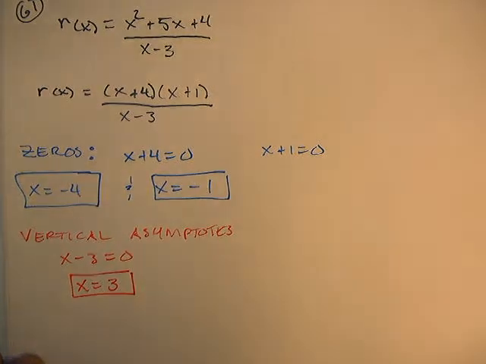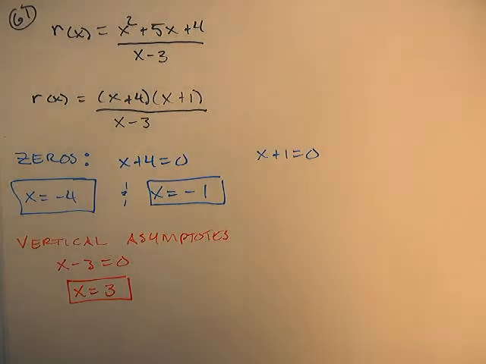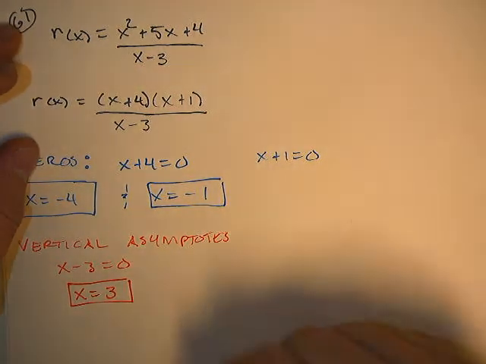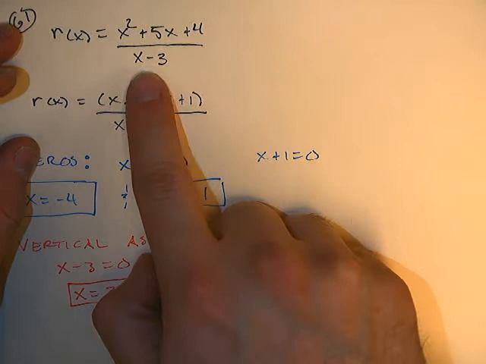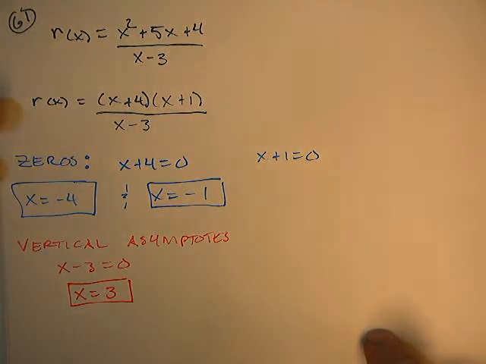Now, this is where it gets a little bit more interesting, in that in order to figure out what the slant asymptote is going to be, we actually have to use either synthetic division, which is allowable for this problem because we have a linear factor in our denominator, or we can use long division of polynomials. Either of those will work.